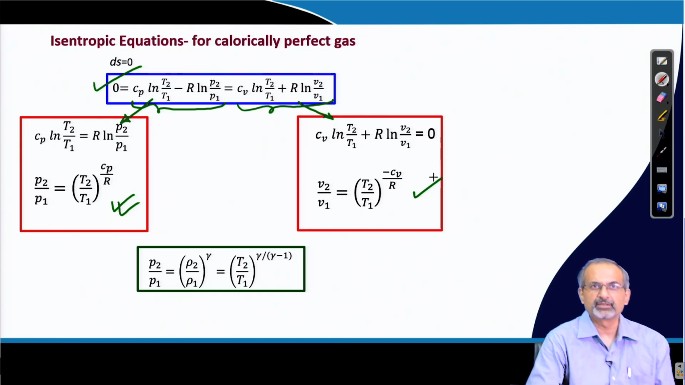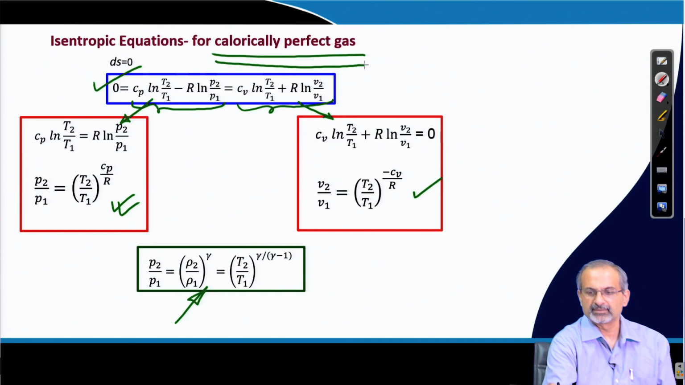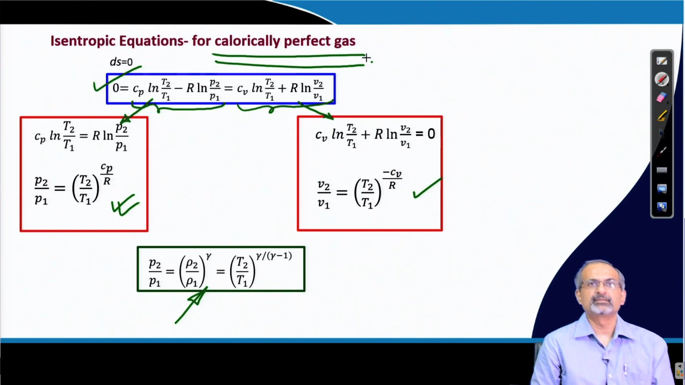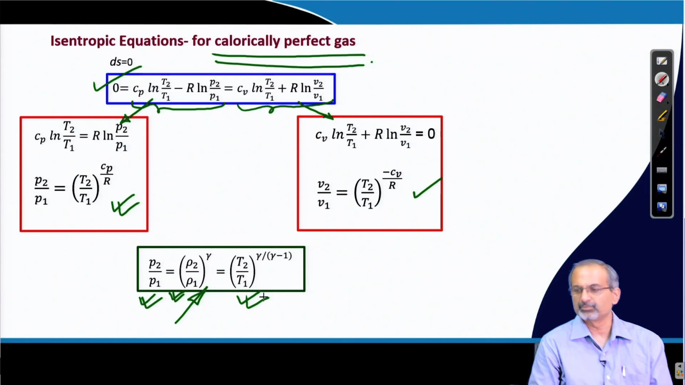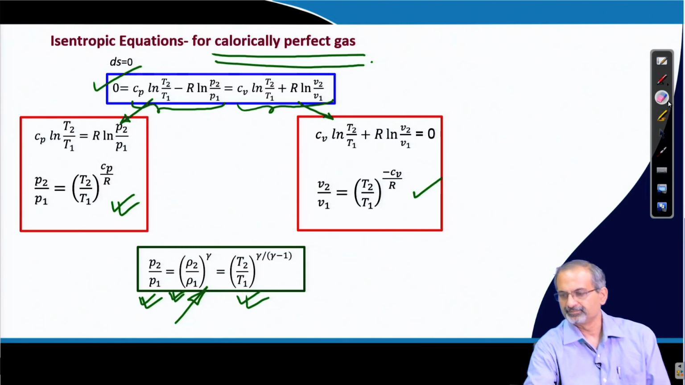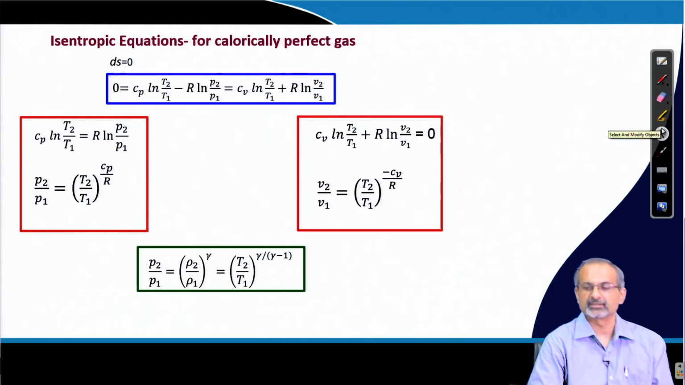So, when you put everything together, you now have an equation for a calorically perfect gas. This gives you the isentropic equations. The connection between pressure ratio, density ratio and temperature ratio is a very, very important relation. In all isentropic processes involving calorically perfect gas, we have to invoke these relations on a routine basis.